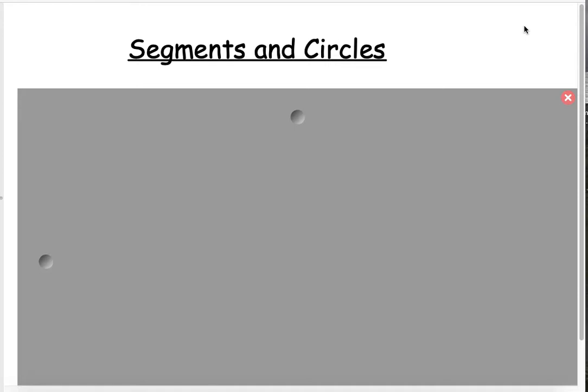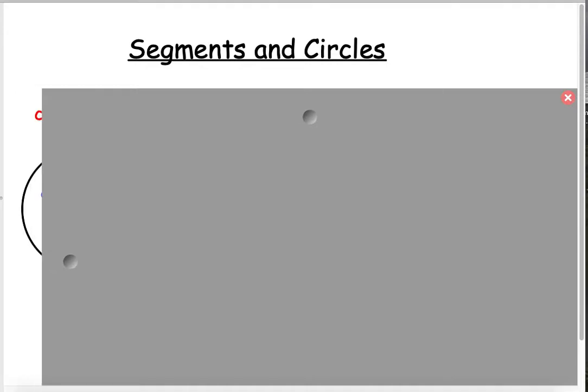Okay, so we've talked a lot about angles in circles. So now we're going to switch and talk about segments in circles. And there's three basic types that we need to worry about. Three cases. So let's take a look at the first case.